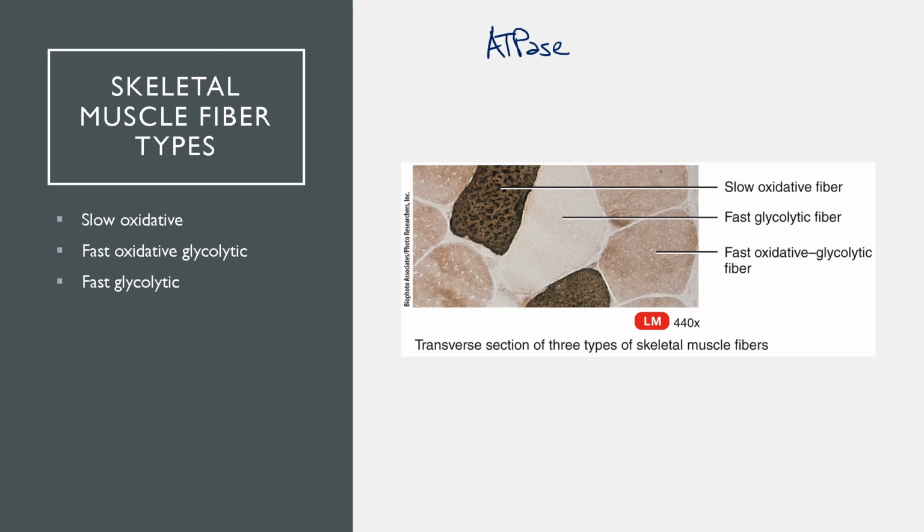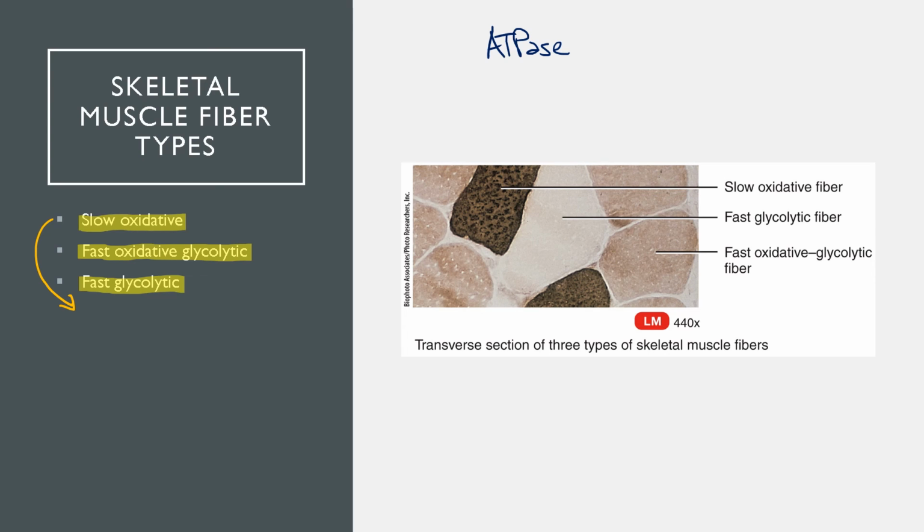Now, based on these structural and functional characteristics, skeletal muscle fibers are classified into three main types. So these three main types of muscle fibers are slow oxidative fibers, fast oxidative glycolytic fibers, and fast glycolytic fibers. So first off, we'll talk about the slow oxidative fibers.